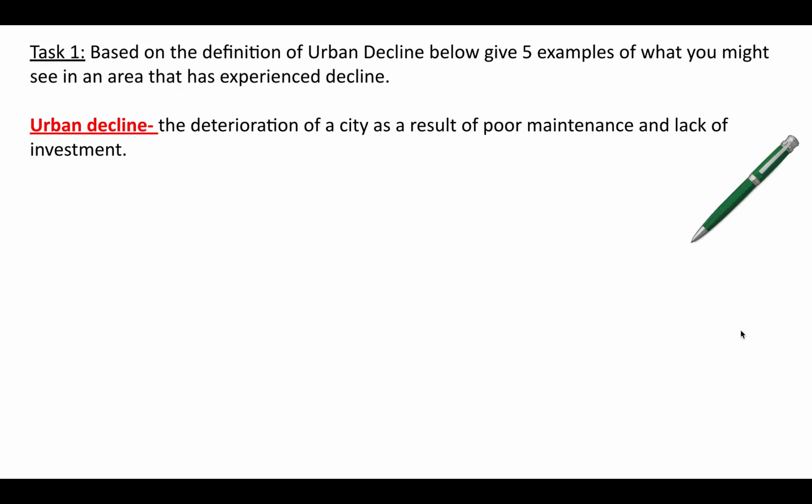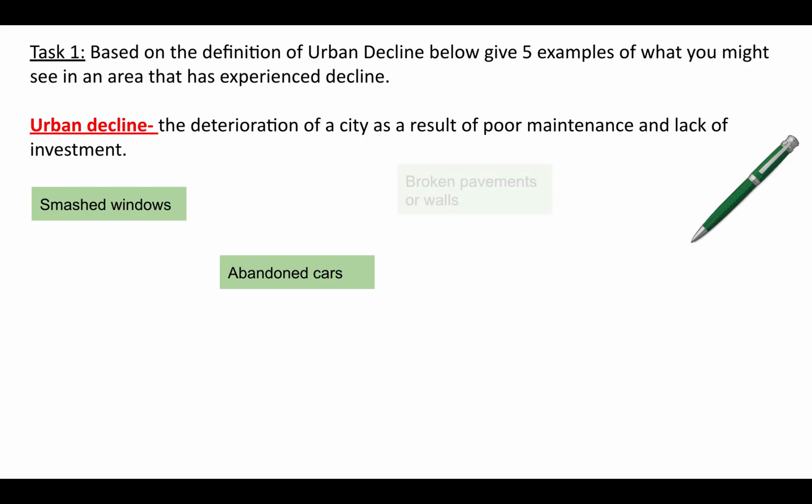Some other examples of things that we might find in an area that has experienced decline then. So we've got smashed windows. This is a really common thing, particularly where an area is not being looked after. People maybe have had to give up property, are no longer living or renting buildings: smashed windows, abandoned cars, broken pavements or walls. Effectively, what we're saying is nobody's looking after these things or maintaining them.